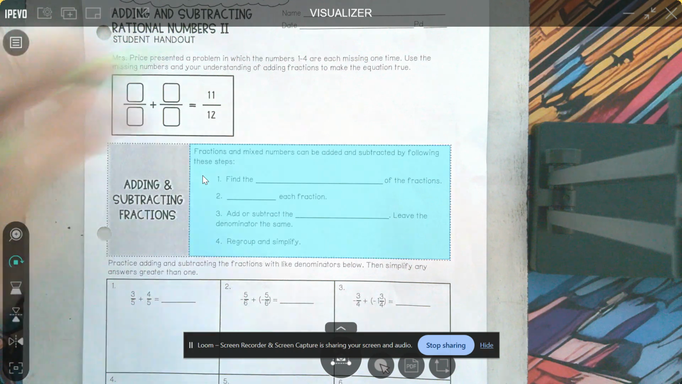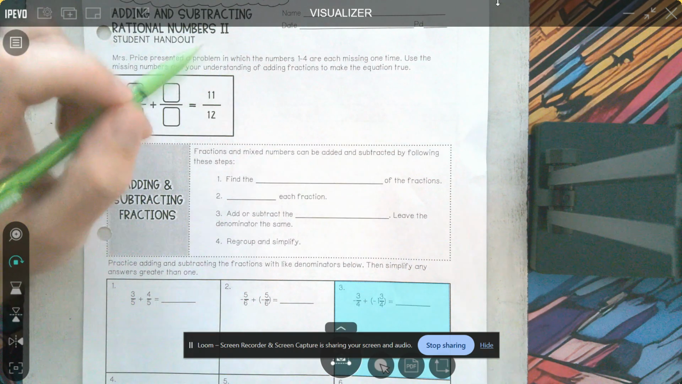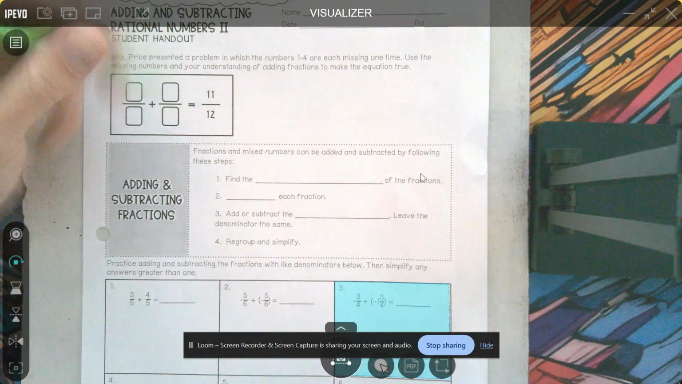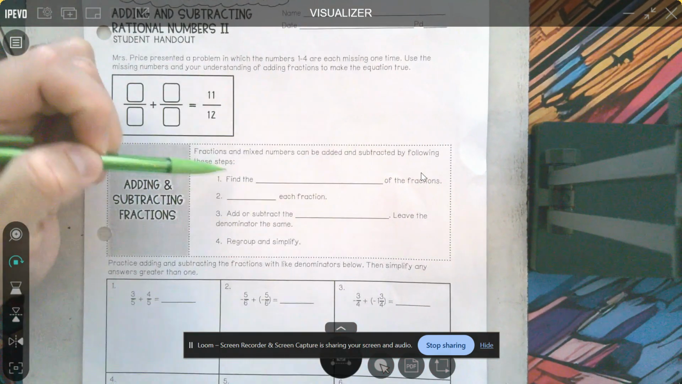Here we go. We're going to skip this first part. It's not the most important part of this lesson. I want to make sure we can get through all of the rest of it pretty quickly here. So here we go. Fractions and mixed numbers can be added and subtracted by following these steps.